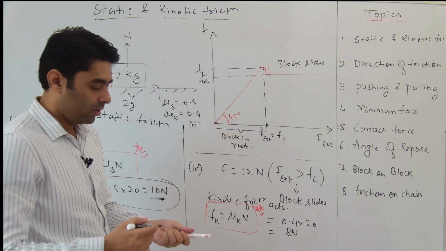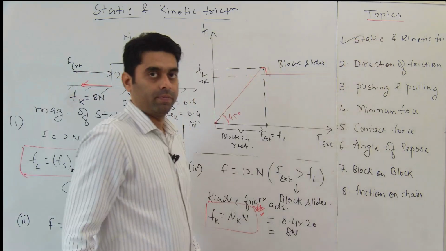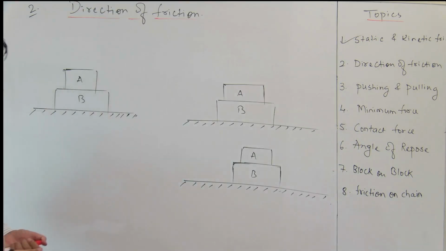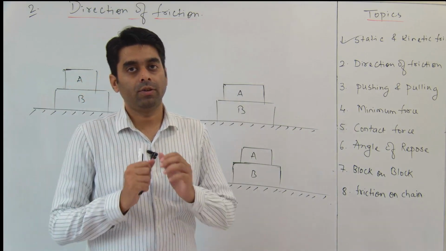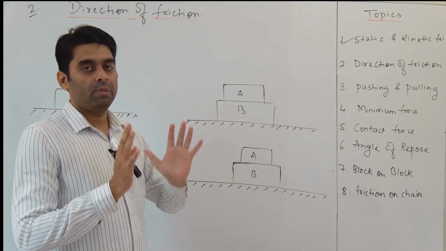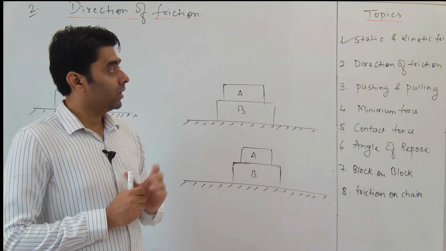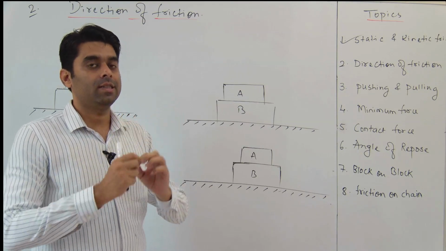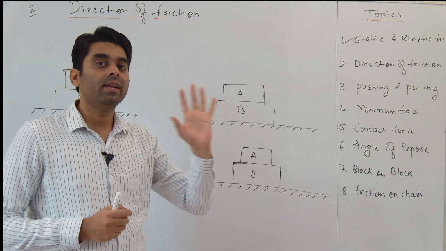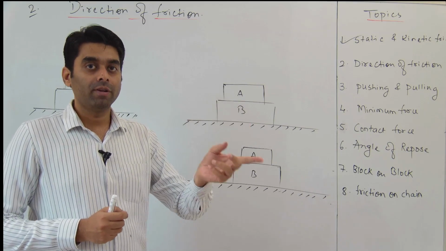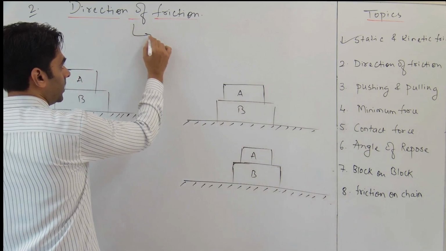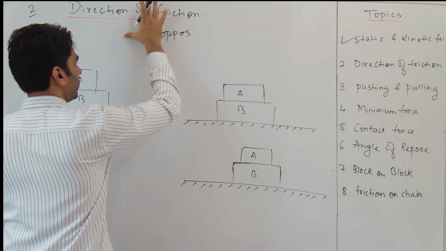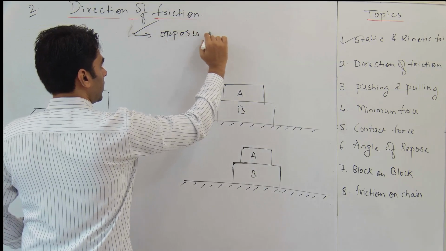Let us move next to the direction of friction. Now I have drawn certain situations one by one and we will take a look at each of them. Many a time students have confusion regarding the direction of friction. The first thing we should understand is that friction opposes relative motion. Friction doesn't oppose motion. Friction opposes relative motion.